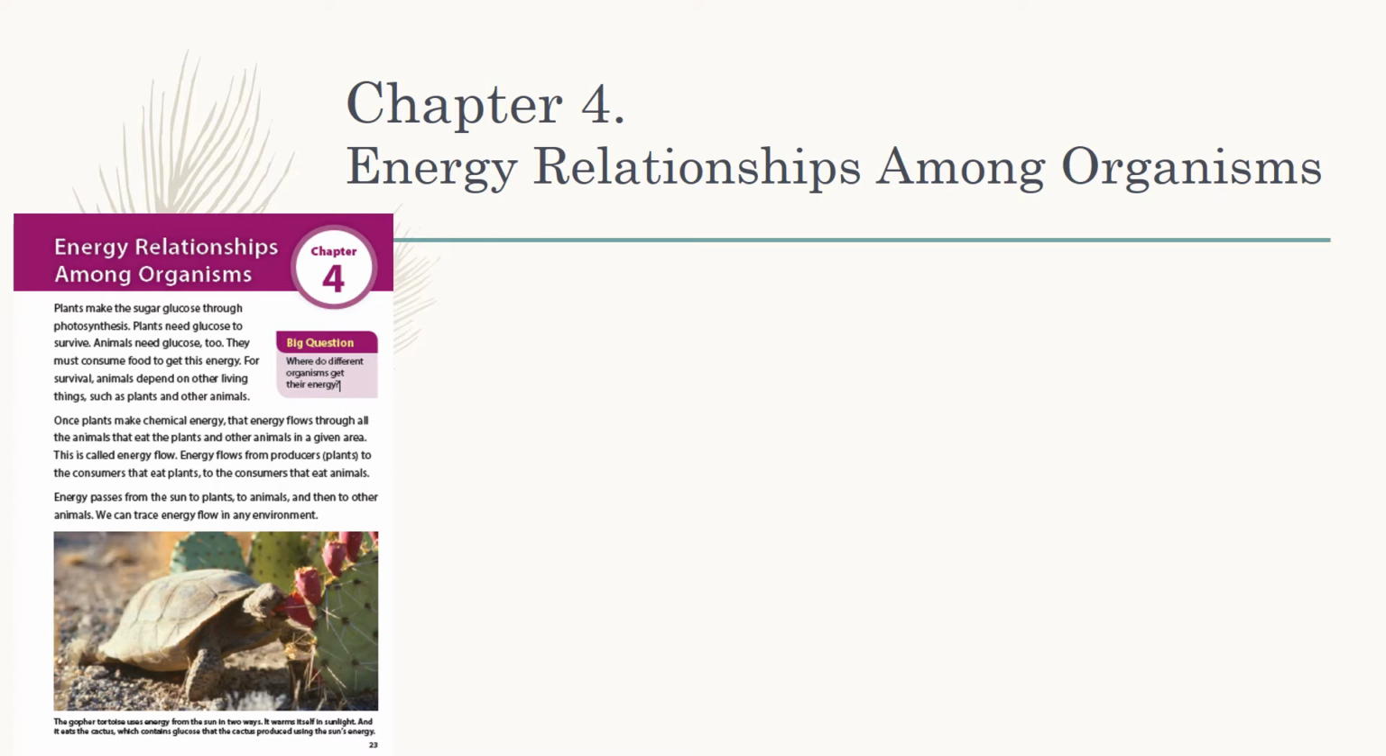The photo below shows a picture of the gopher tortoise. The gopher tortoise uses the sunlight energy to help warm itself, and it also eats the cactus. This cactus is using the sun in order to produce its food for glucose. Then the gopher tortoise eats the cactus to receive glucose for his own energy.